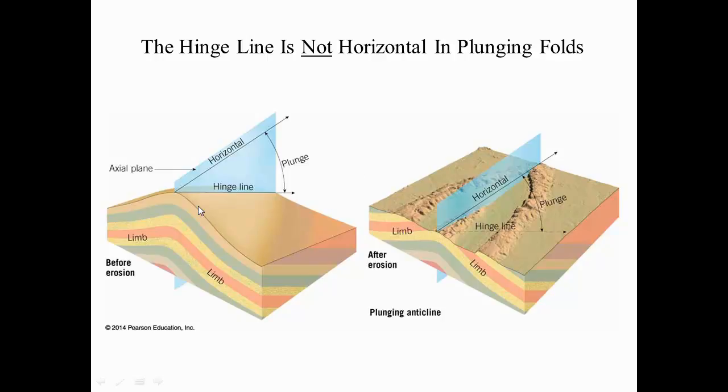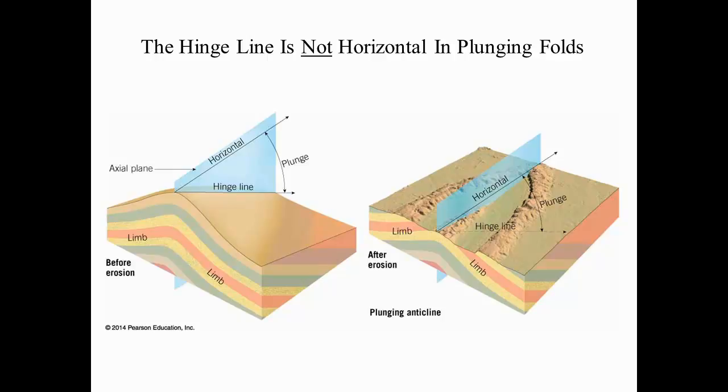Notice in the figure on the left before erosion that if you look at the axial plane, we have the upper arrow indicating the horizontal, and the actual hinge line is occurring at an angle to that horizontal. And that angle from the horizontal is referred to as the plunge of the overall hinge line.